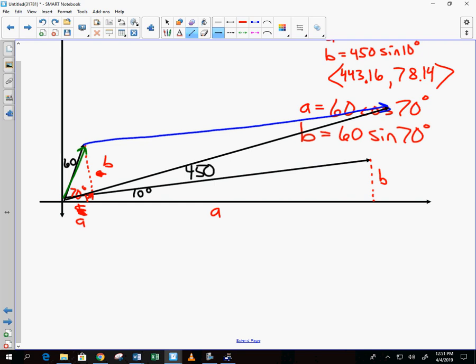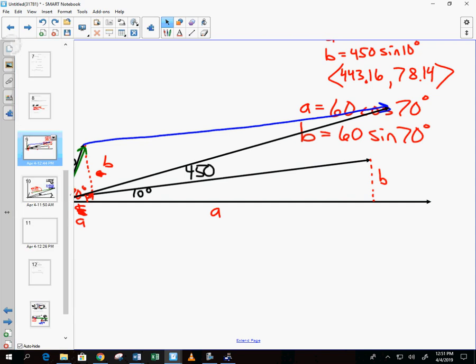Yeah, so the blue has a length of 450, but the key is that we want to determine the length of this. You all agree that the length of that new vector is greater than 450? Yeah, exactly. So what we're going to do is add the vectors together.